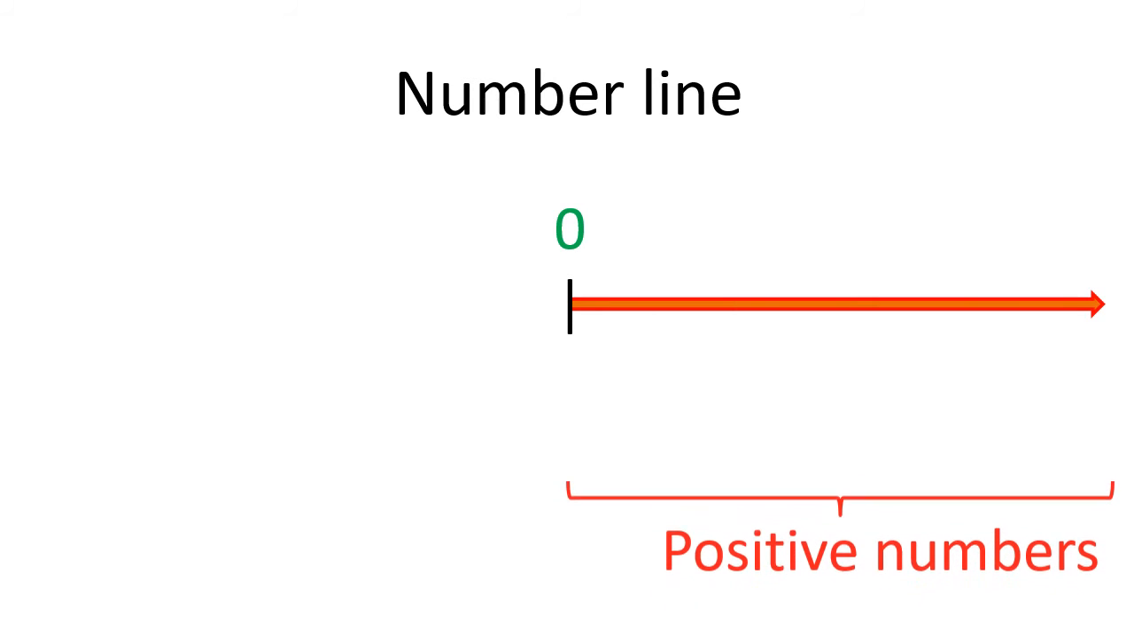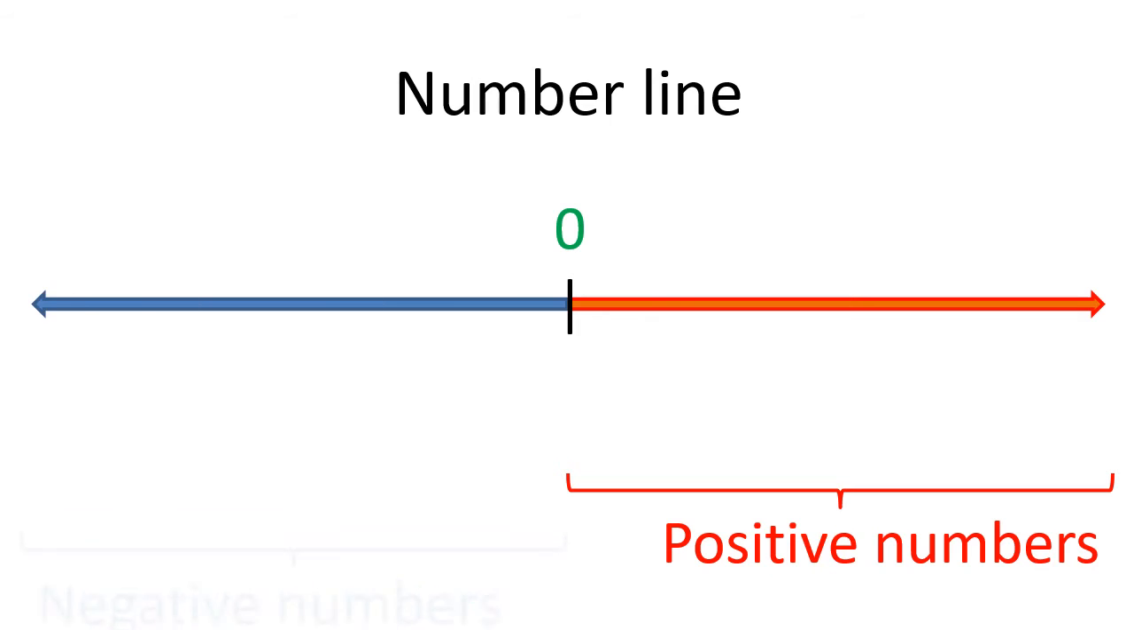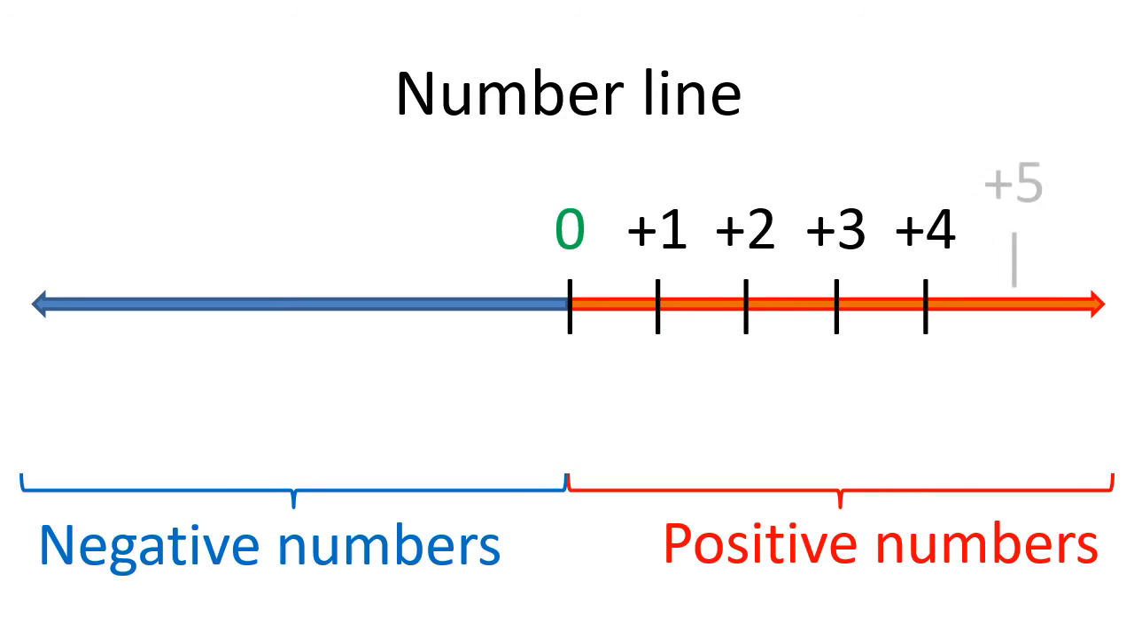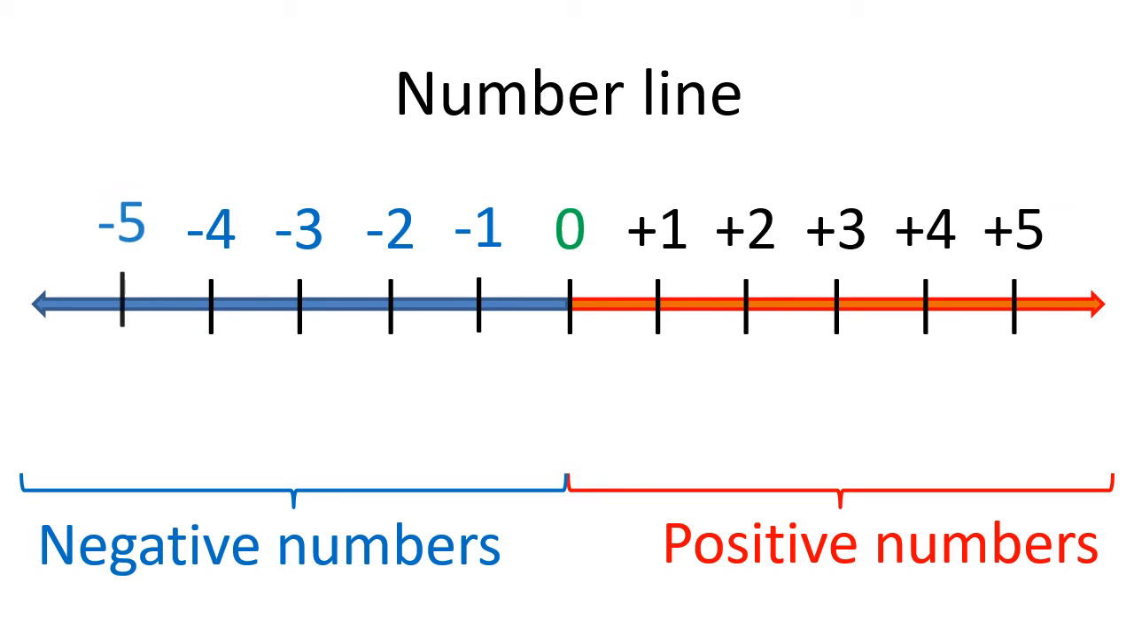A number line consists of 3 parts: 0 at the center, positive numbers at the right side of the 0, and negative numbers at left side of the 0. A number line normally has labels like positive 1, positive 2, positive 3, positive 4, positive 5, and so on for positive numbers, and negative 1, negative 2, negative 3, negative 4, negative 5, and so on for negative numbers. Positive numbers move to the right, and negative numbers move to the left.